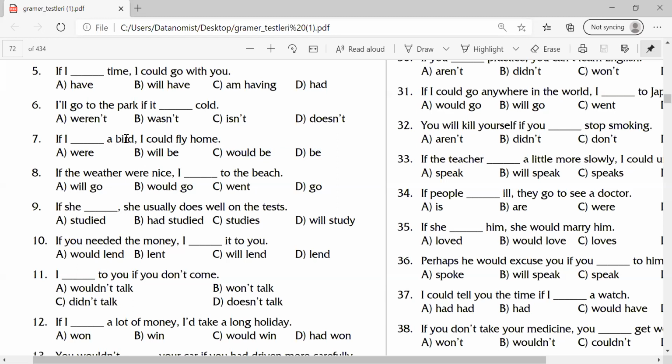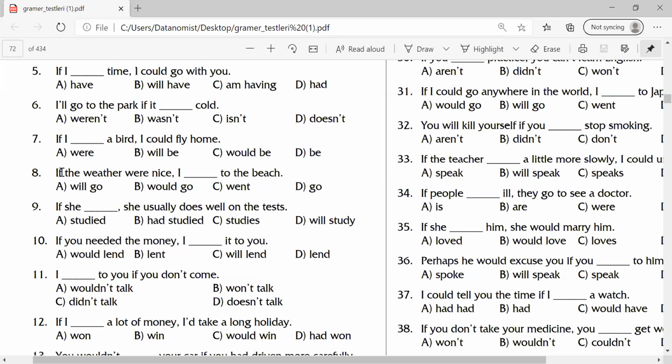Now remember, this is hypothetical. This is an imaginary situation. Whenever you talk about imagination, imaginary, you have to use the B form. If you're using the B form, that is always were. If I were a bird, I could fly. Any person, if you were a bird, you could fly. If they were a bird, they could fly, something like that. So were, could fly. Answer is were.